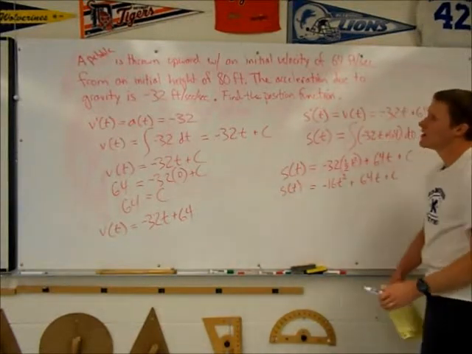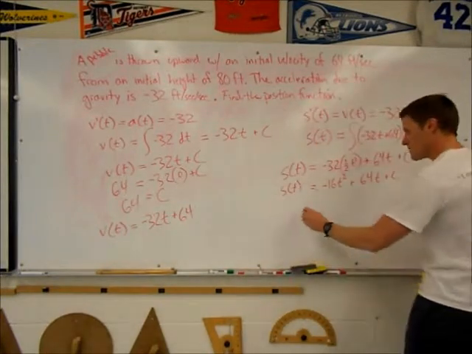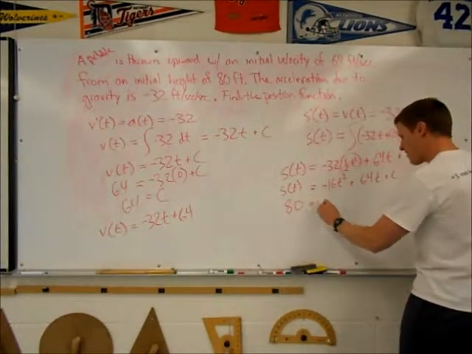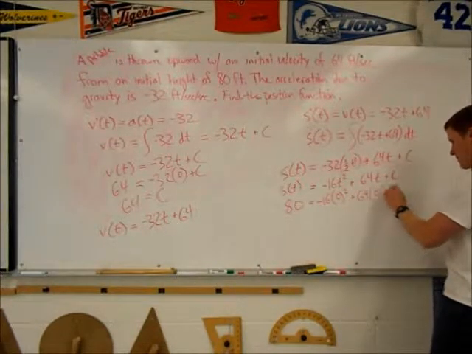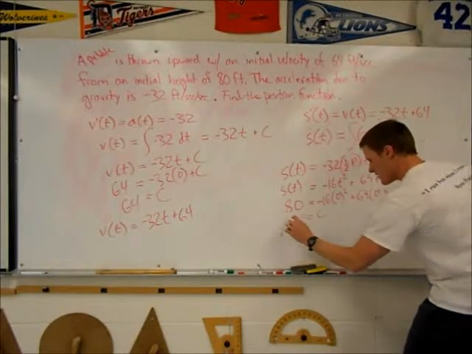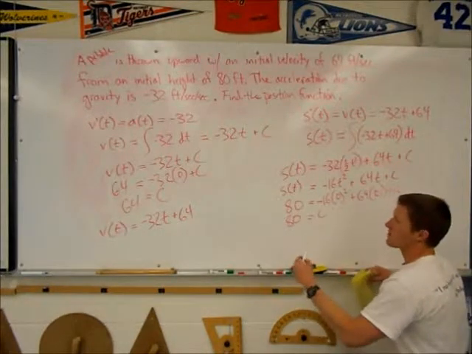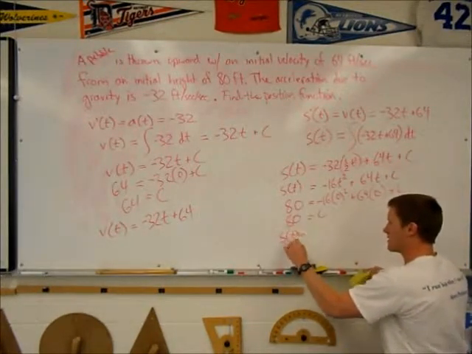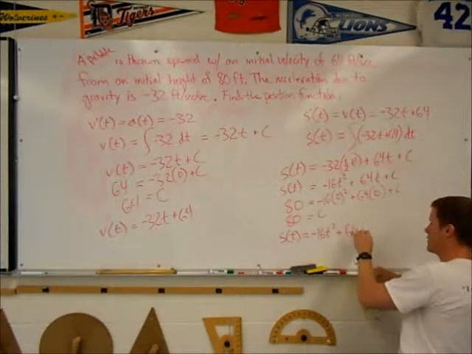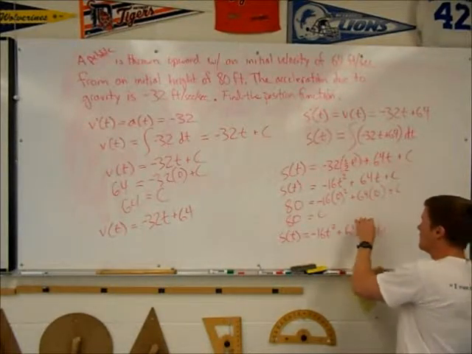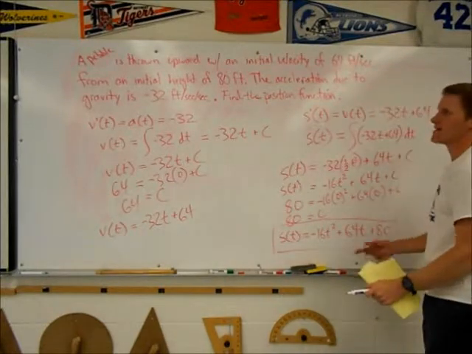That's the general. Now I will use the initial condition from an initial height of 80. So 80 is the position at t equals 0. So I'm subbing in the 0. It's easy to see that c is 80. So now I can write a specific or particular solution to this, that the position is given by negative 16t squared plus 64t plus 80.